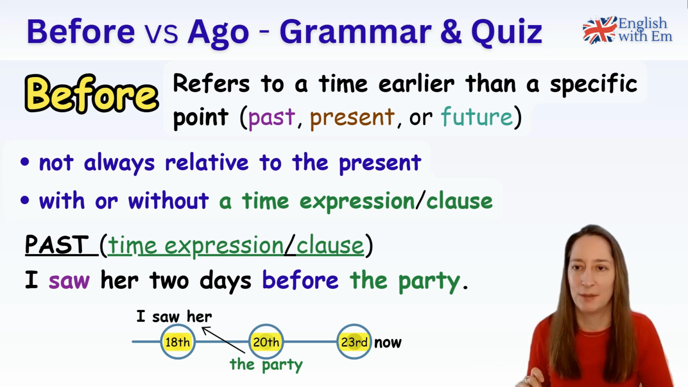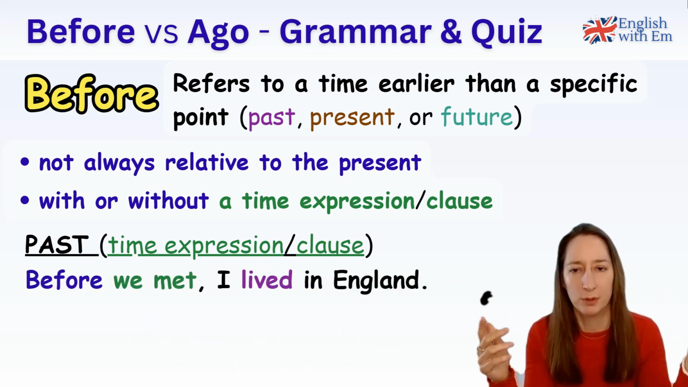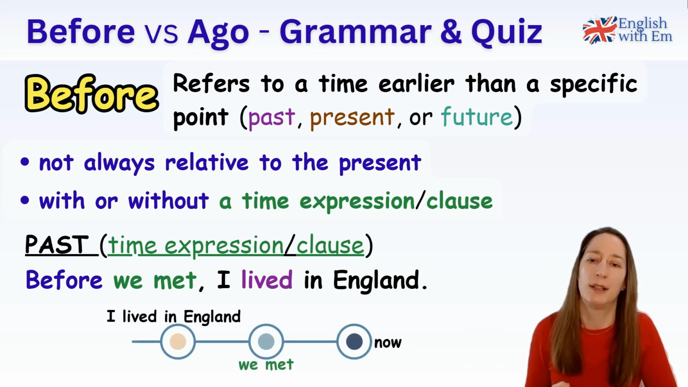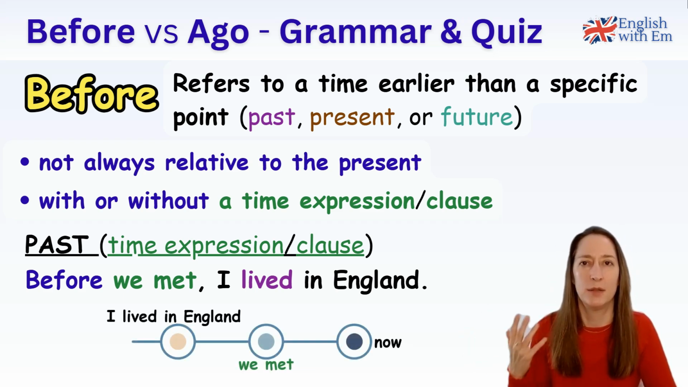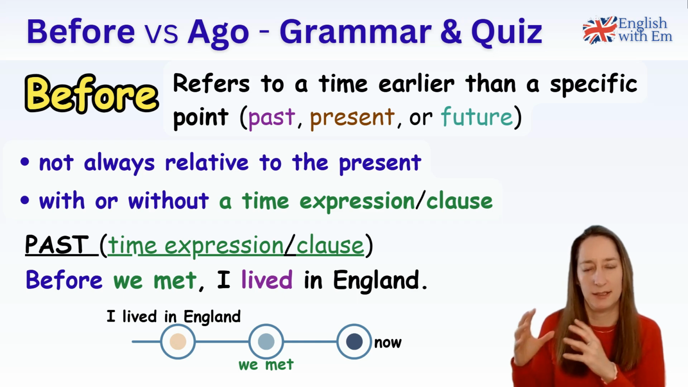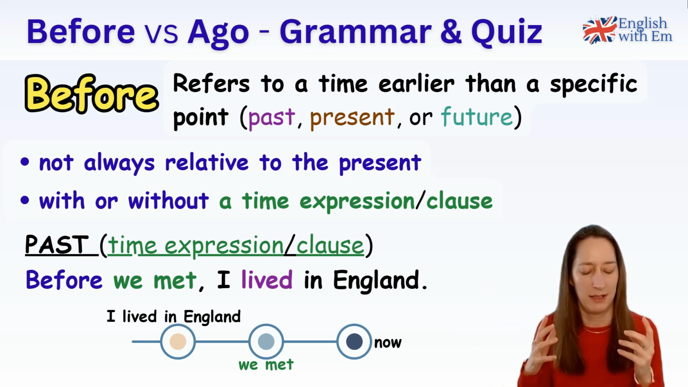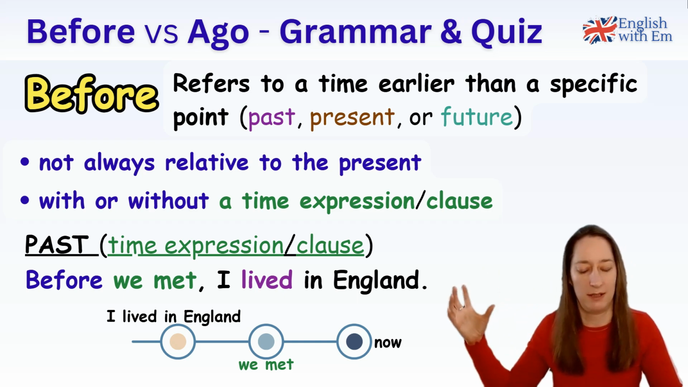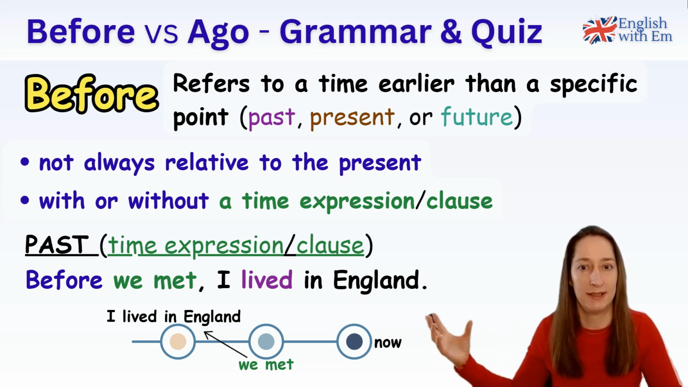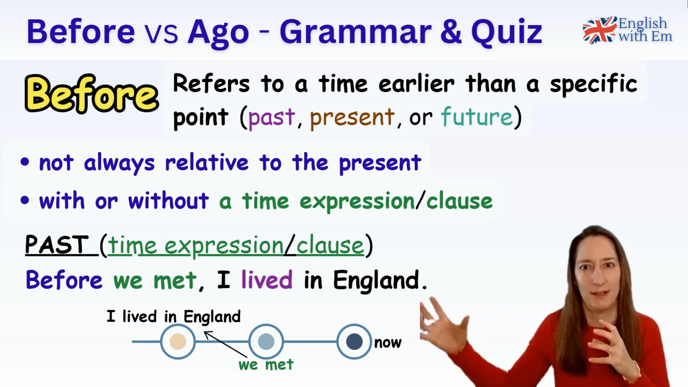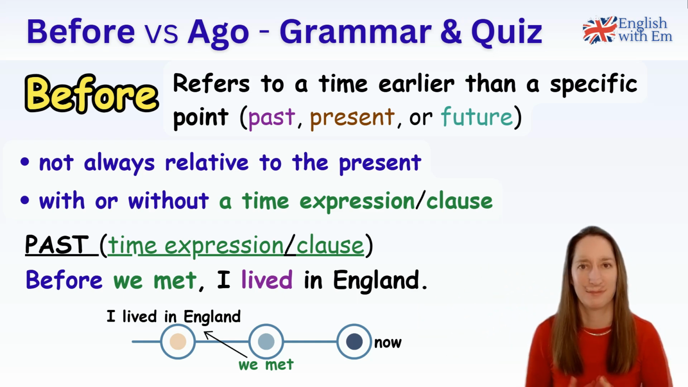Let's see another example. Before we met, I lived in England. So here's our timeline. So again, before introduces a specified point in the past. We met. And I'm talking about something that happened earlier than that. So at a point earlier than we met, I lived in England.